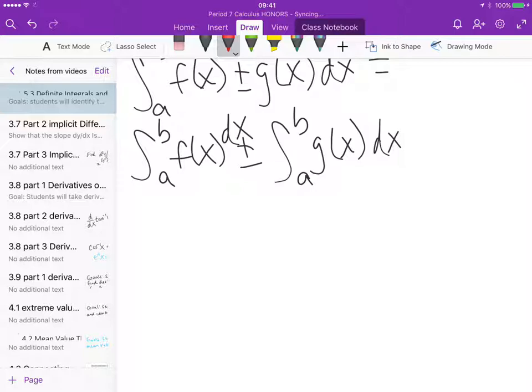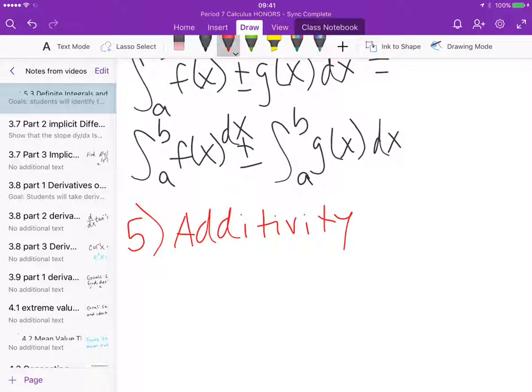So our additive rule that we are going to look into, we'll call it additivity, I guess. Additivity, same concept there. Okay?